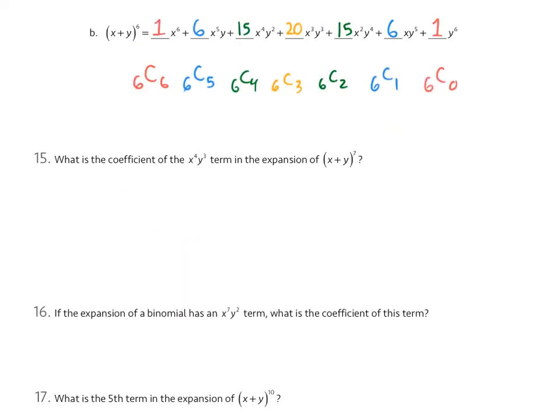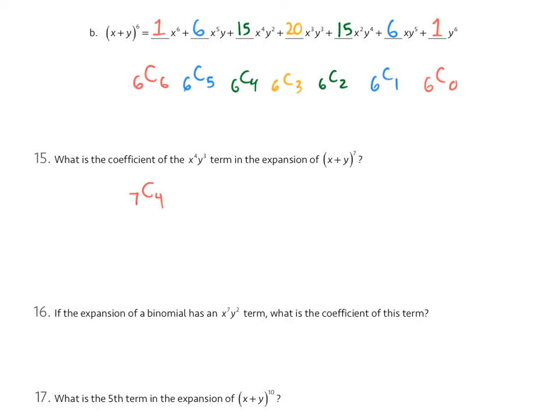15. What is the coefficient of the x to the fourth y to the third term in the expansion of (x plus y) to the seventh power? Each of the terms in this expansion will contain 7 letters. So to find the coefficient of this term, you can think about how many ways you can select 4 x's out of 7 letters in total. You can use the combination 7C4.